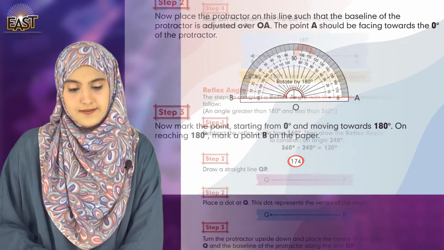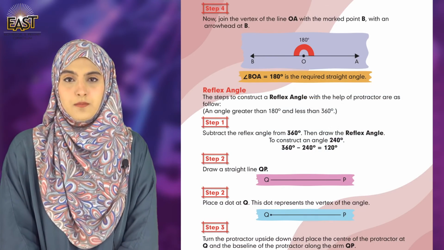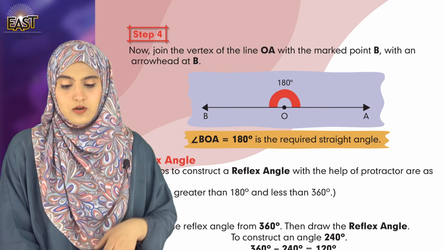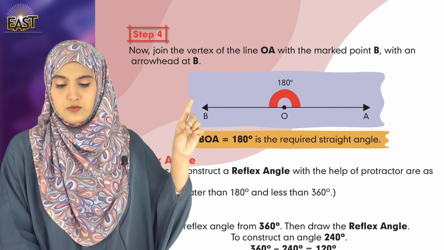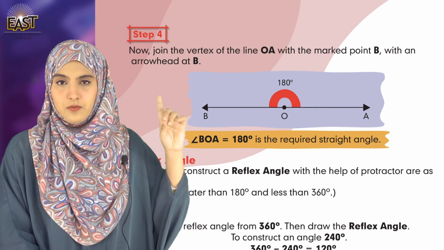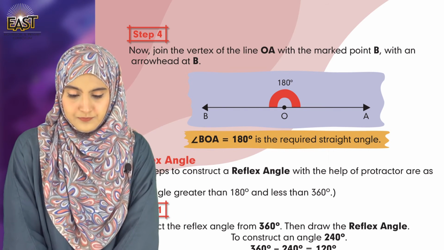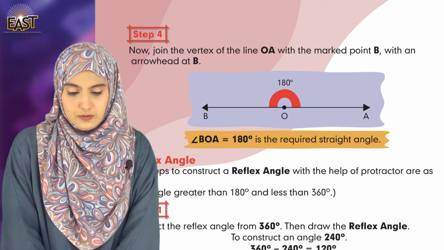Now let's move to the next page, which is 175. On the top of this page you can see step number 4. You have to draw the line, and make sure you mark and write 180 degrees, which will show that this is a straight angle. Straight angle. Alright, very good.